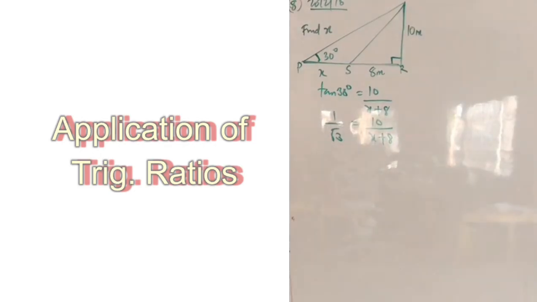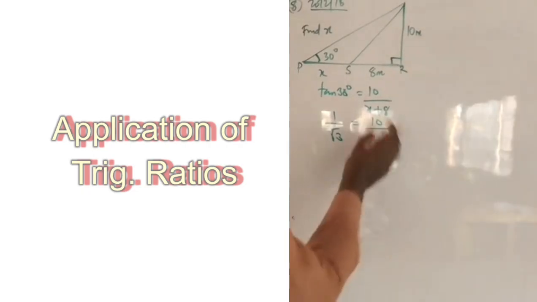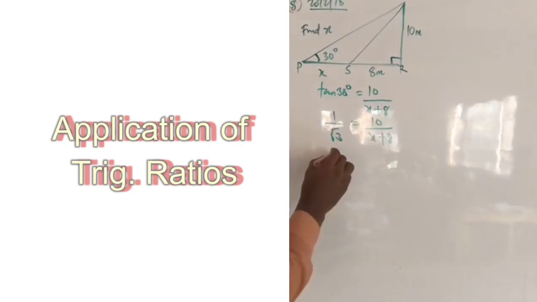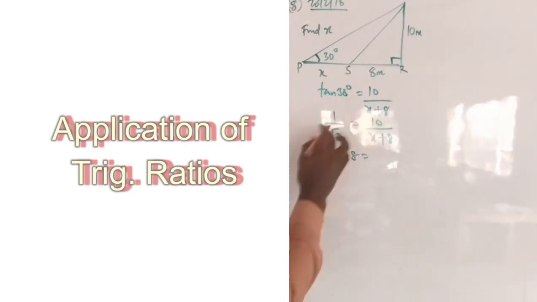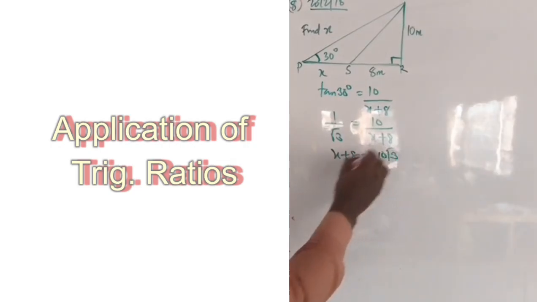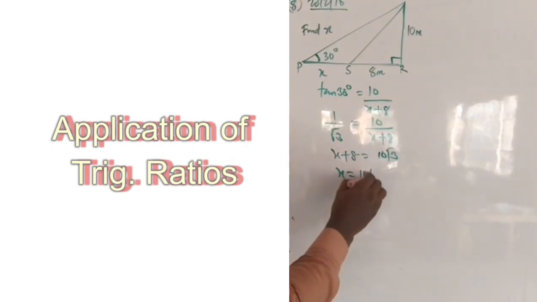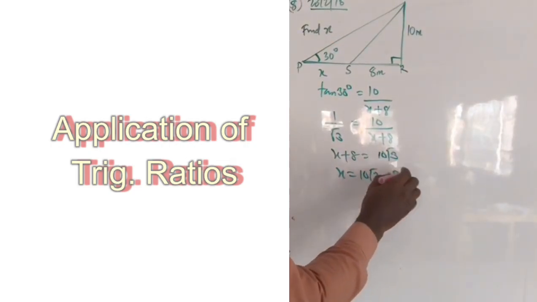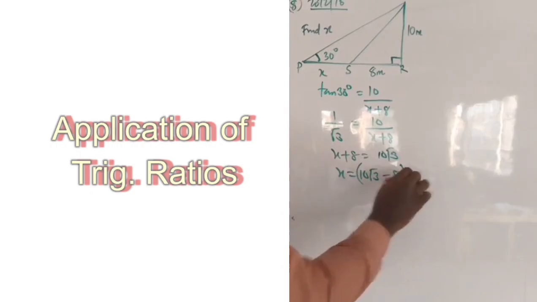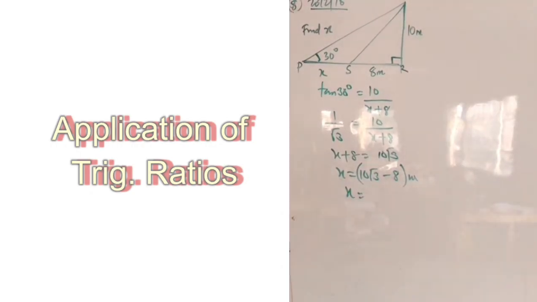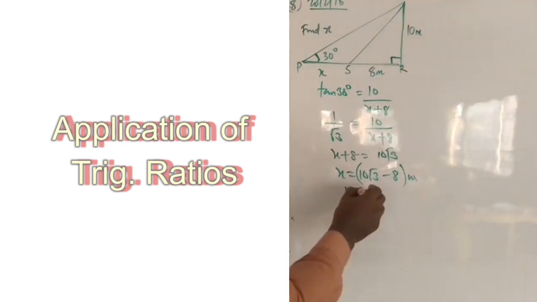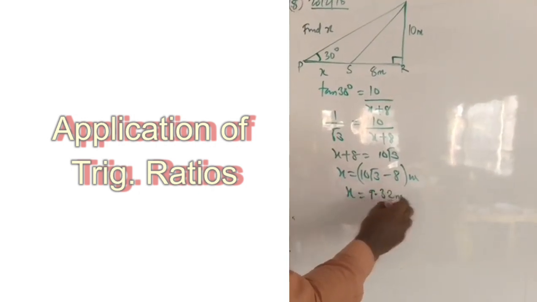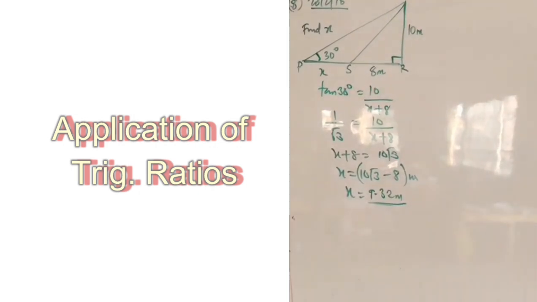Cross multiply. So when you cross multiply, x plus 8 times 1 is still what? x plus 8. This times this, 10 root 3. So x equals to 10 root 3 minus 8 meters. So in decimal, you can press calculator. 9.32 meters.